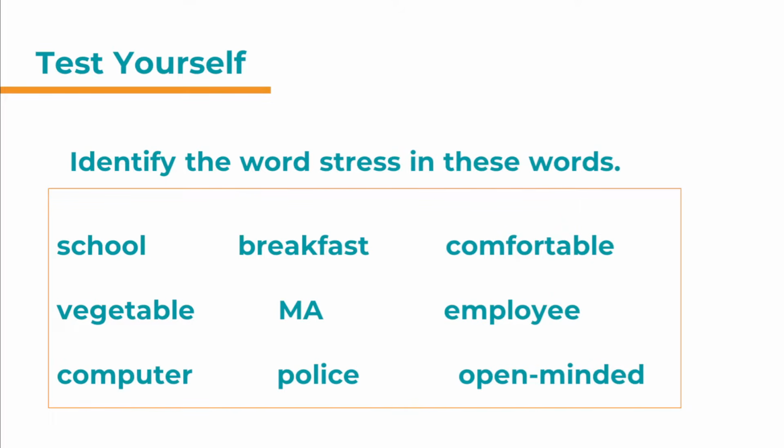Now it's time to test yourself. Identify the word stress in these words. Say them out loud, find the syllables, then think which syllable is stressed. We're only looking for primary stress. And then continue to watch the rest of the video and check your answers. Pause the video now.